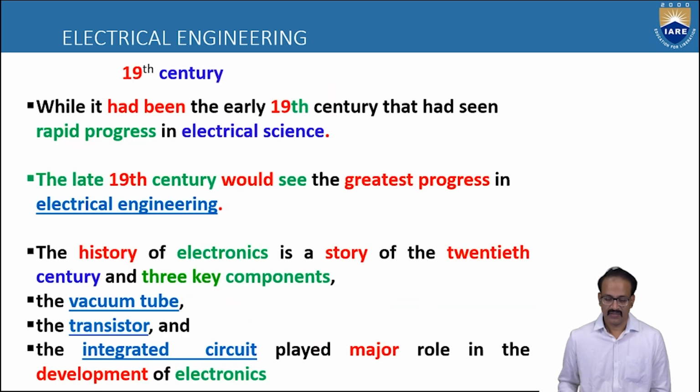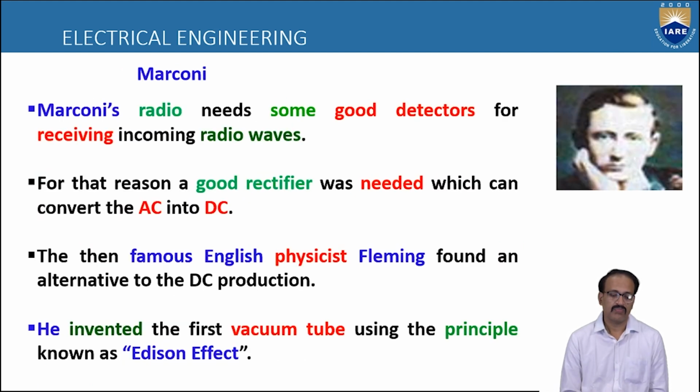Next, the 19th century is where more progress happened in the field of electricity, and in the next century more progress happened in the field of electronics. Electronics started with basic things: the vacuum tube, the transistor, and the integrated circuit. Marconi, for radio, needed a good rectifier which can convert AC to DC, so slowly the development of the rectifier happened.